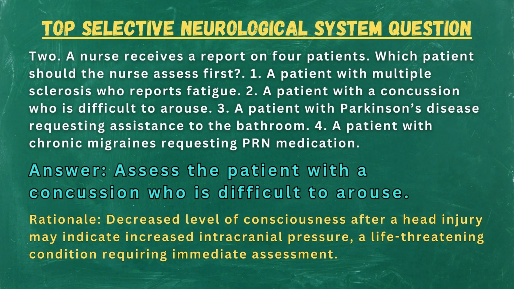2. A nurse receives a report on 4 patients. Which patient should the nurse assess first? 1. A patient with multiple sclerosis who reports fatigue. 2. A patient with a concussion who is difficult to arouse. 3. A patient with Parkinson's disease requesting assistance to the bathroom. 4. A patient with chronic migraines requesting PRN medication. Answer: Assess the patient with a concussion who is difficult to arouse. Rationale: Decreased level of consciousness after a head injury may indicate increased intracranial pressure, a life-threatening condition requiring immediate assessment.